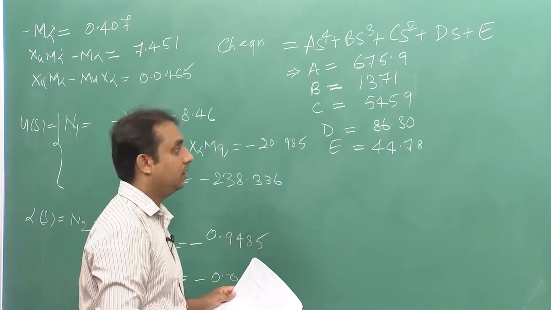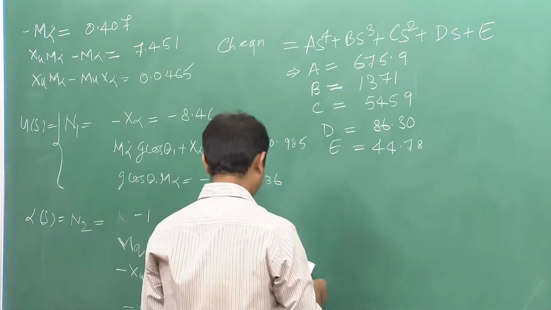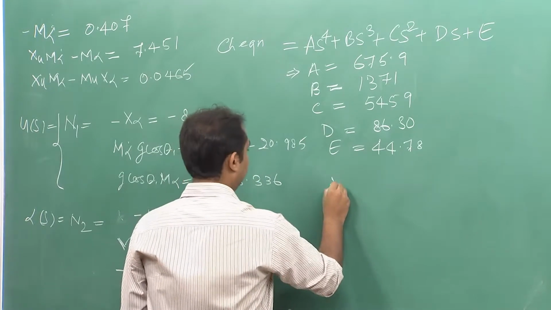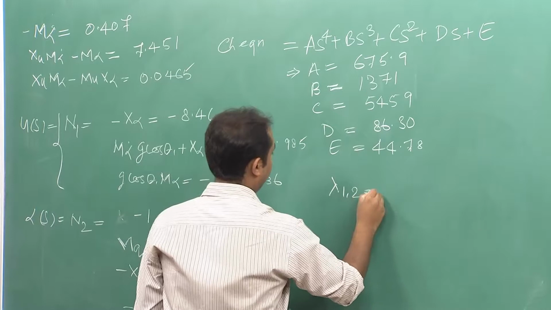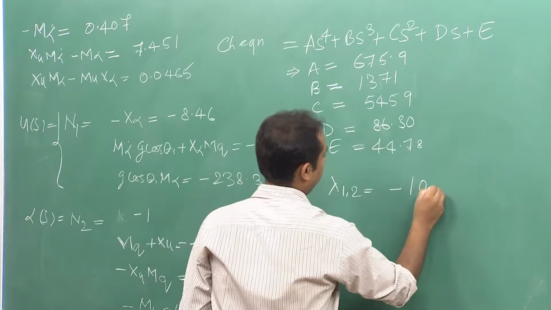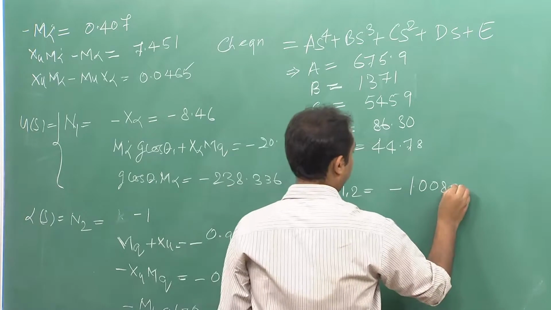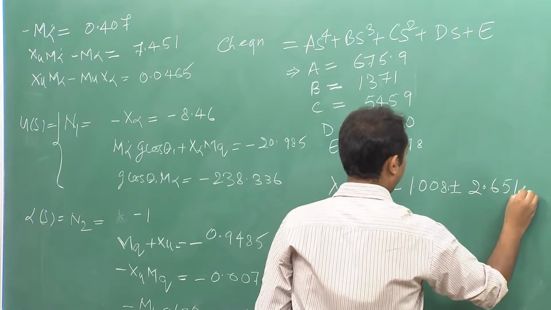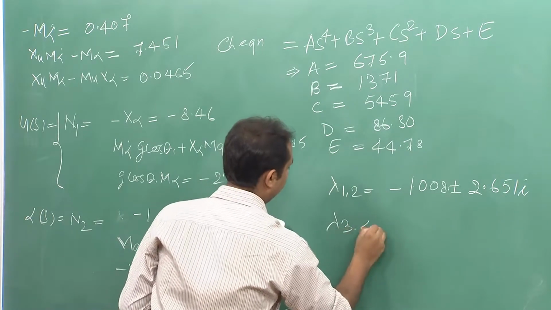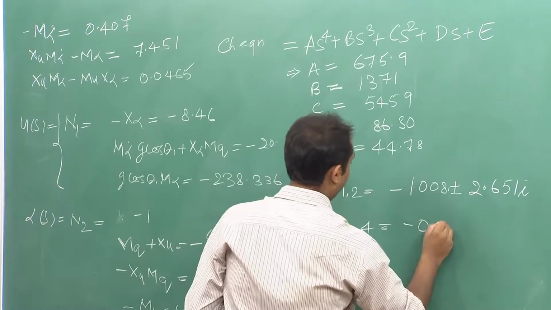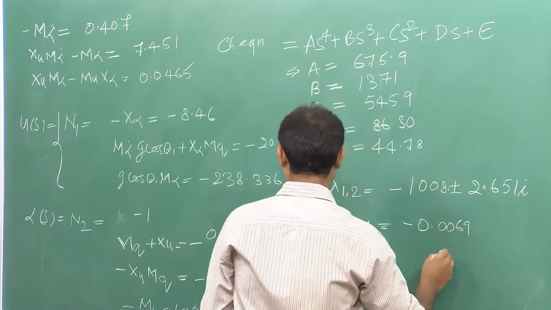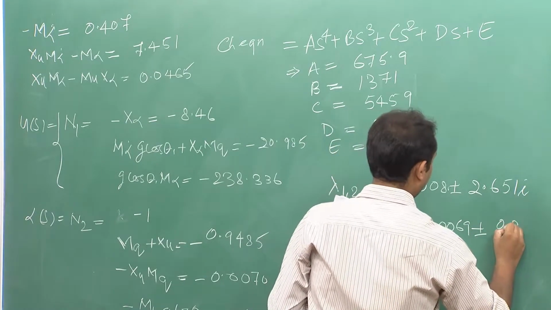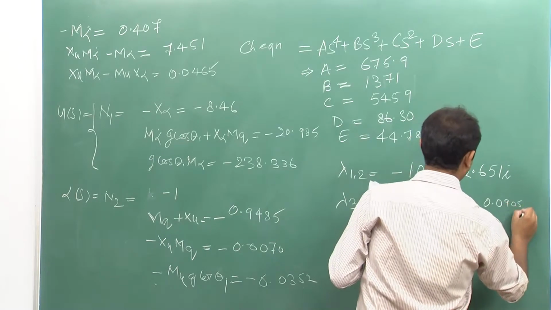So, the roots of my characteristic equation will be lambda 1 and 2 equals 1.008 plus minus 2.651 i, and lambda 3 and 4 equals minus 0.0069 plus minus 0.0905 i.